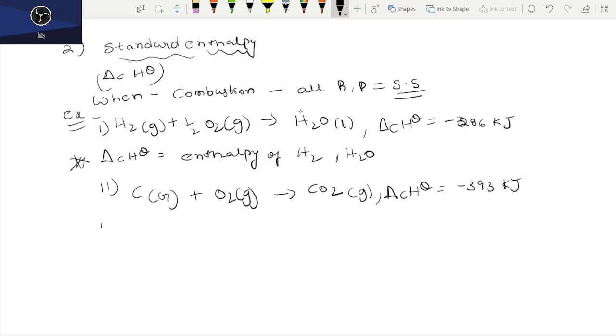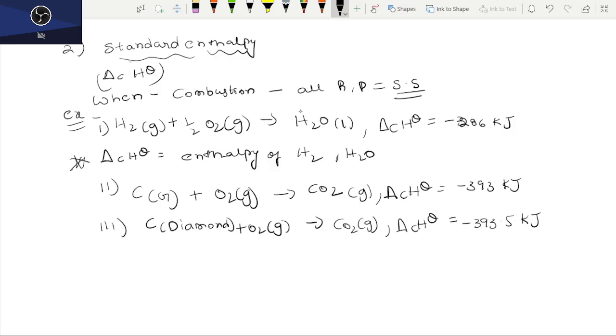The third one is carbon in the diamond state, diamond, right? Plus O2 in the gaseous state, which gives CO2 in the final gaseous state, and ΔcH° is equal to minus 393.5 kilojoules of energy. ΔcH° equal to minus 393 kilojoules represents the enthalpy of combustion of graphite.